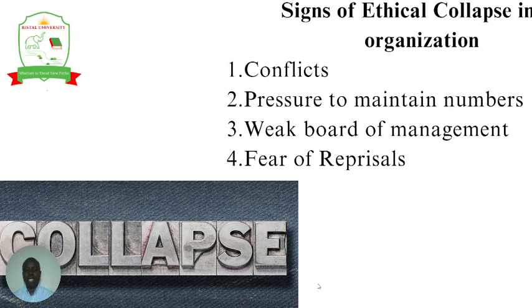The other one is the pressure to maintain numbers. So people are rushing really hard to make profits without considering how they are doing it. So they end up doing it unethically, fast tracking production, and so on and so forth, by using wrong and uncouth ways. The other one is a weak board of management. And finally is the fear of reprisals, fear of being victimized for announcing unethical practices within the organization.